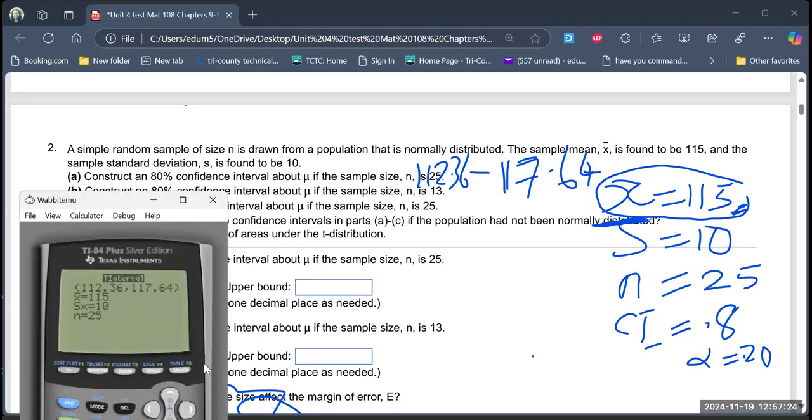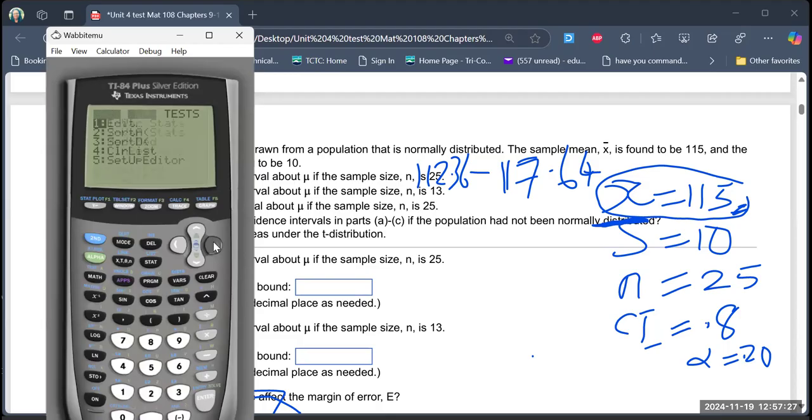I just have to go to start, to test, T confidence interval. The only thing that changed is sample size. So I will just switch 25 to 13. And then I will recalculate the confidence interval with 80%, the same 80%. So really, what are we looking for? We are looking for what actually happens when the sample size is smaller. What happens to maybe the margin of error? Let's see what happens. Okay, so let's calculate.